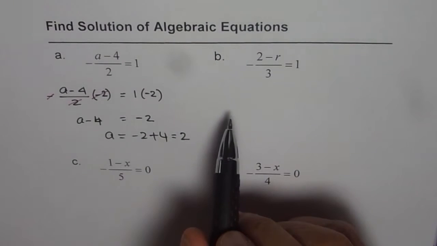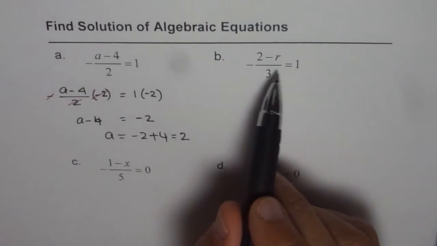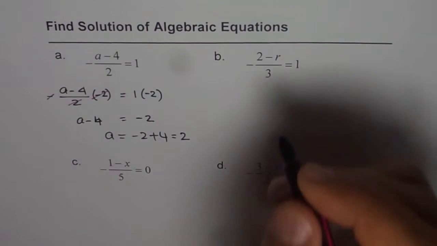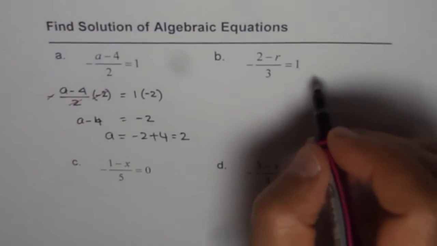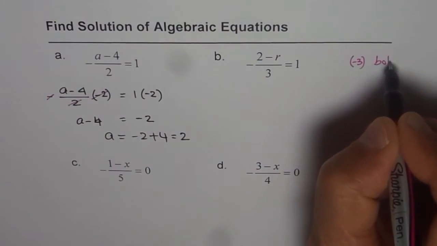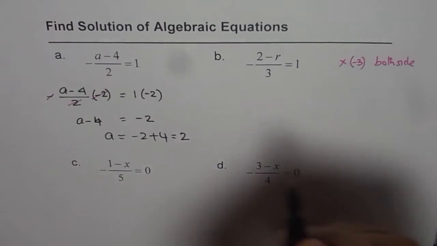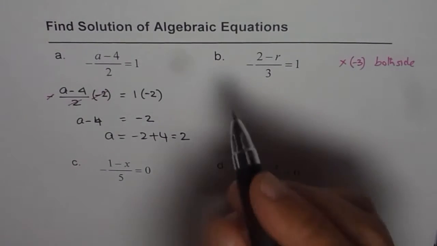Let's do part B. So as we did in part A, what should we do? We should multiply both sides by minus 3, correct? So try to do it. You can pause the video, solve it yourself, and then check with my solution. So basically in the first step, we will do times minus 3 on both sides. So multiply by minus 3. So what do we get here? Let me write it down first, and then we will solve.